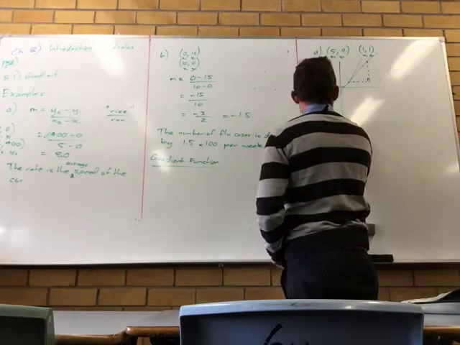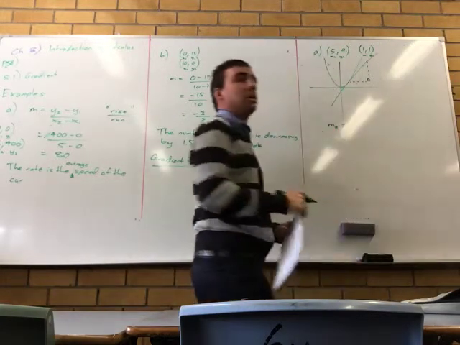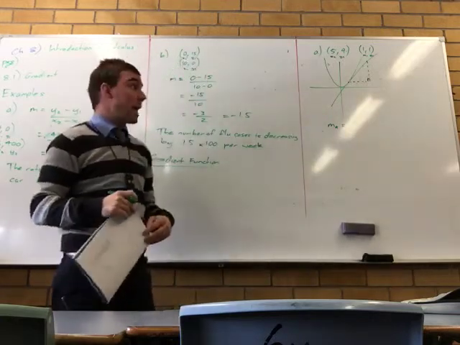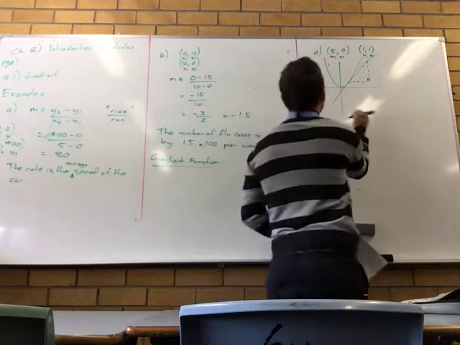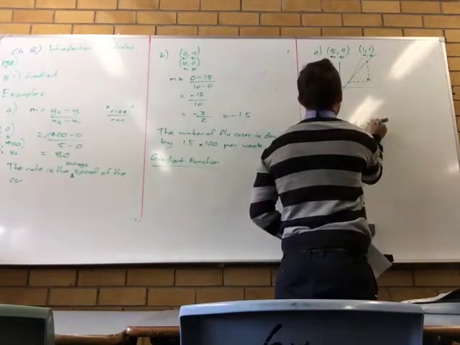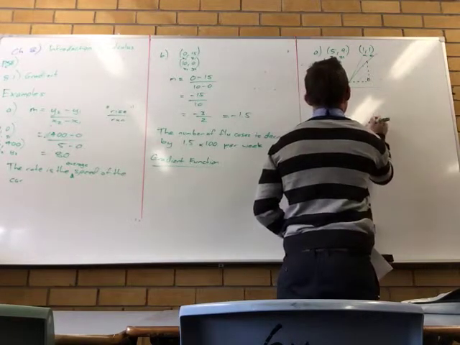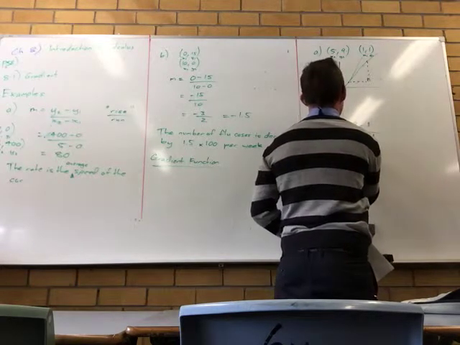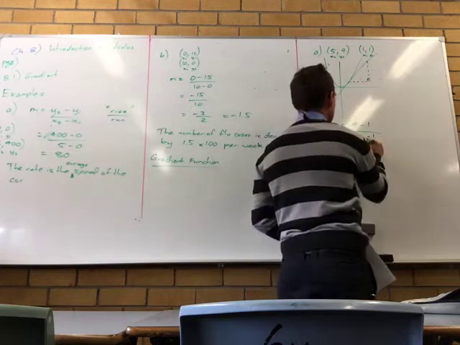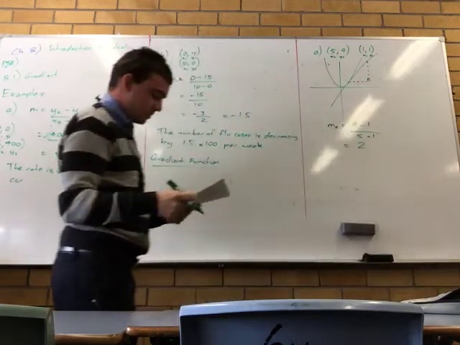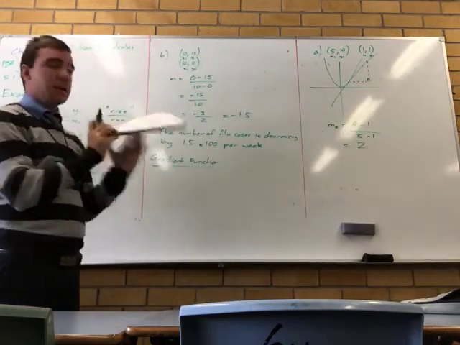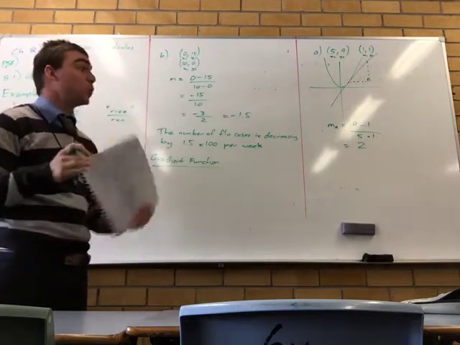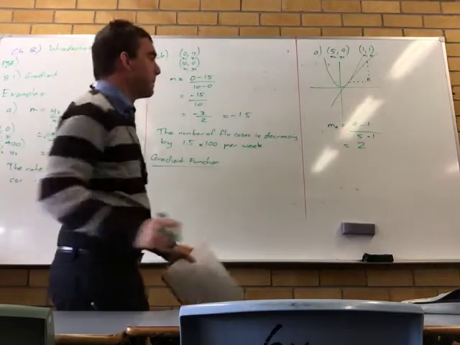The gradient at line A, with that notation, m for gradient with a subscript of the line A, is going to be 9 take away 1 over 5 take away 1. So 8 over 4, which is 2. Down the bottom there, underneath the graph, I've got m of A, m of B, m of C, and m of D. Can you please put 2 on m of A?